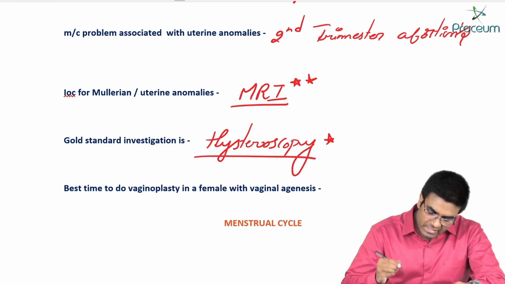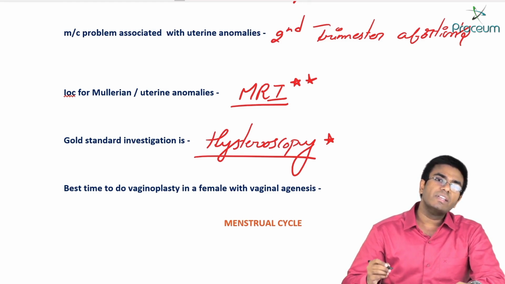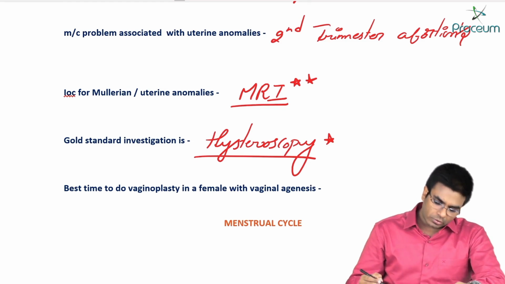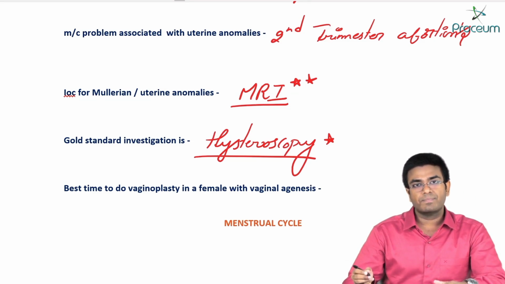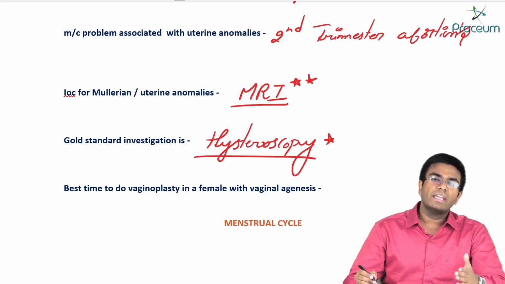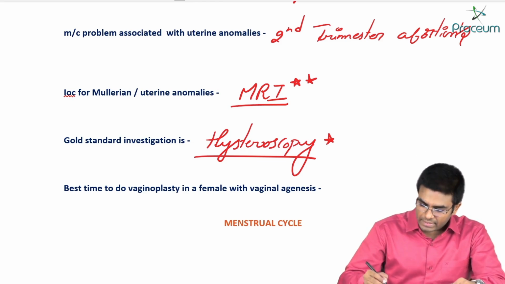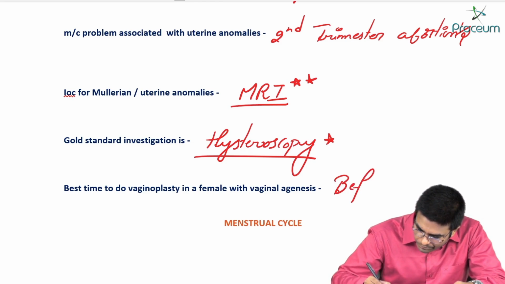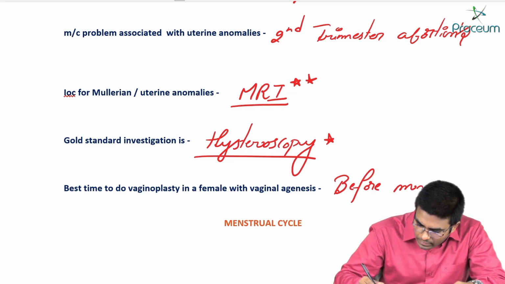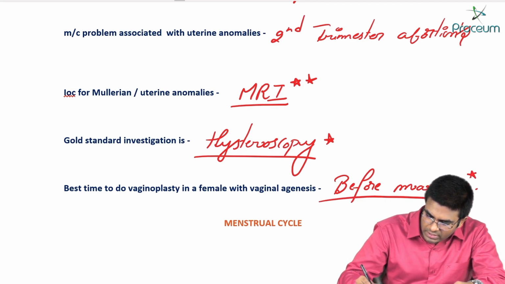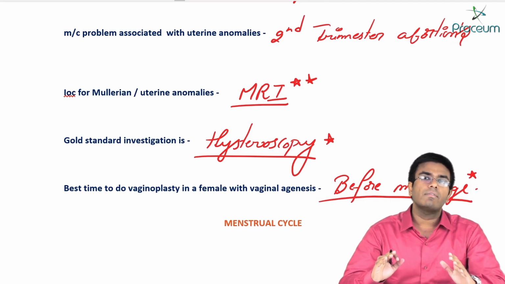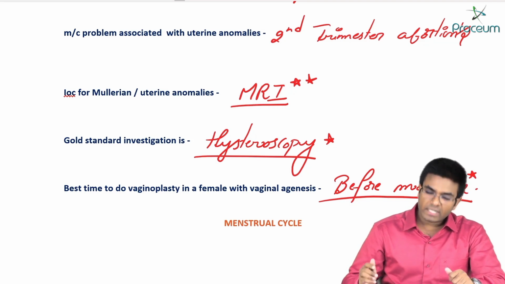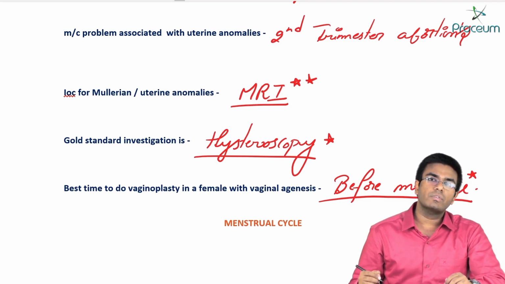Now, what is the best or ideal time to do the vaginoplasty? It was a previous AIIMS question. The best time to do vaginoplasty in a female with vaginal agenesis, either in Müllerian agenesis or some other disorder, is before marriage. So before marriage or just at the time of marriage is the ideal time to do the vaginoplasty.